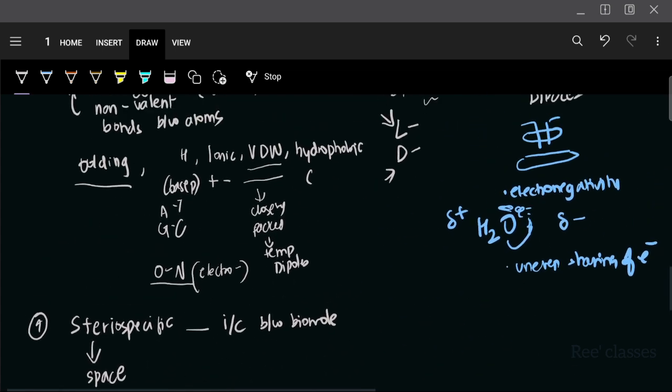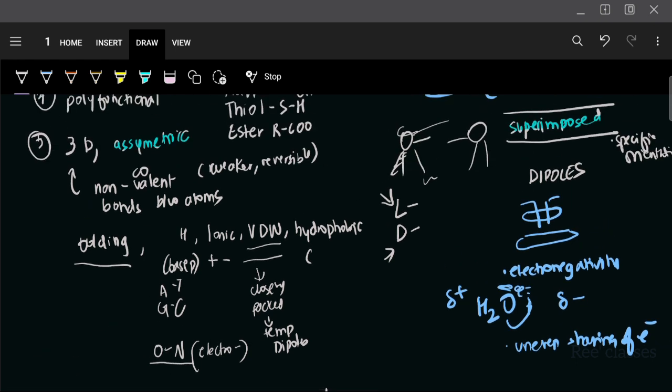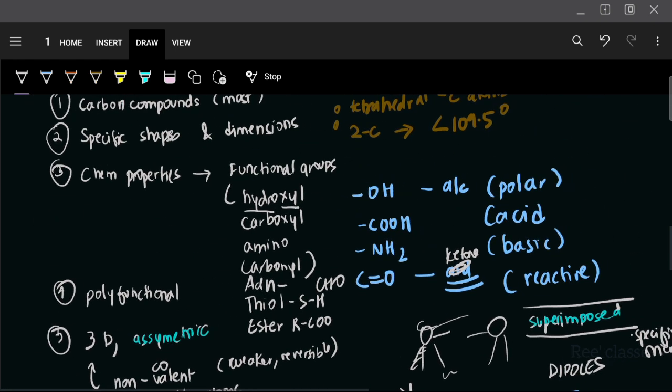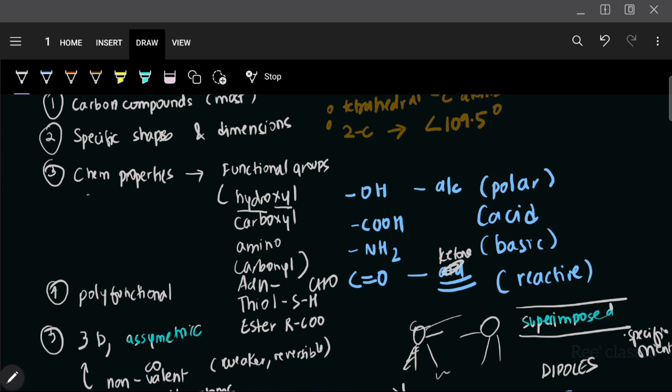Also, you should know that these functional groups are more reactive chemically than any of these hydrocarbon backbones, right? That's how they give them the chemical property. They're chemically more reactive.